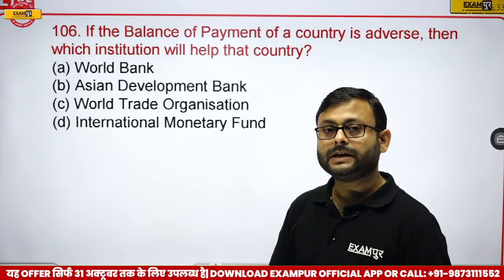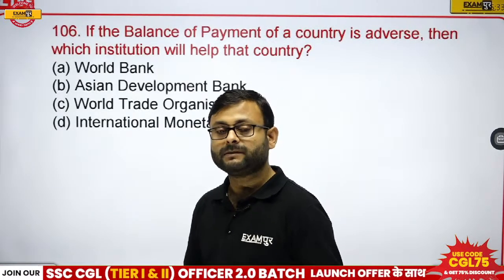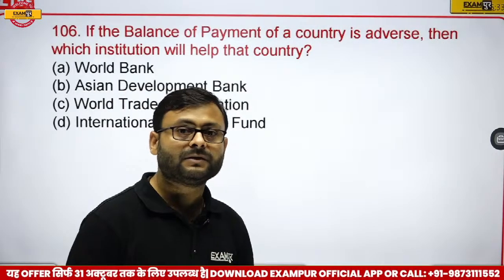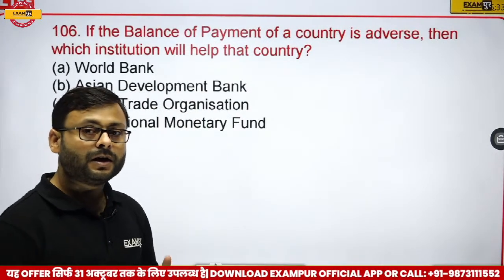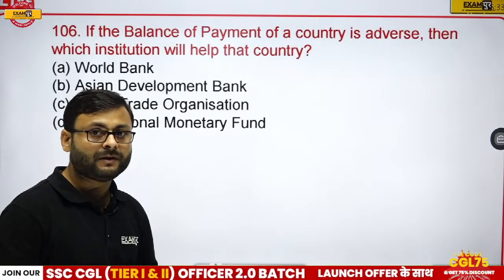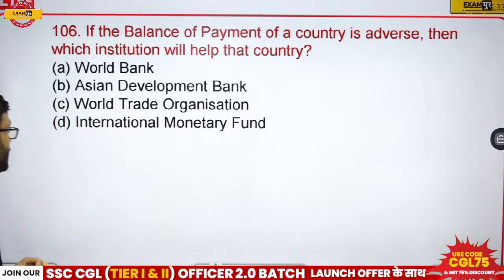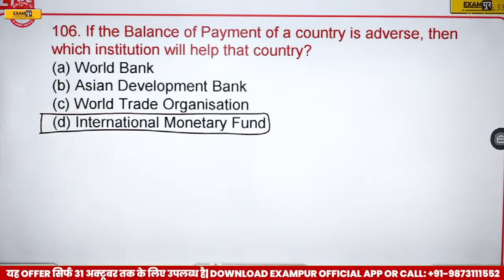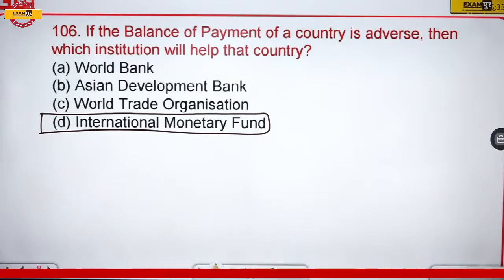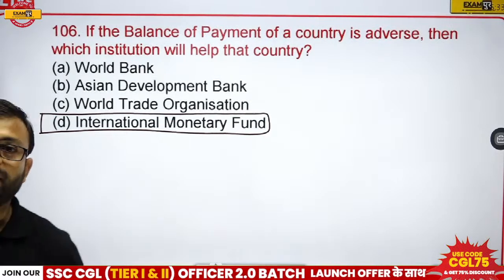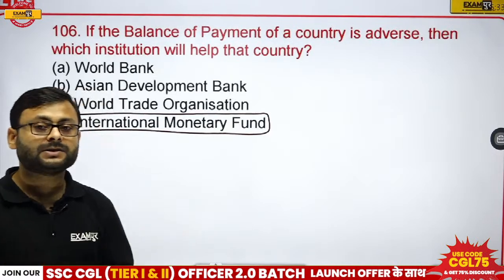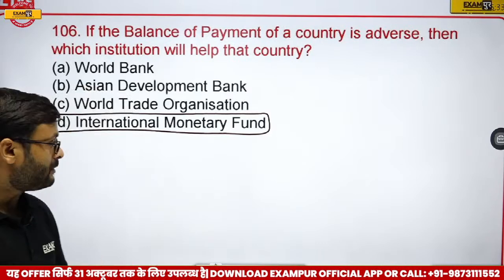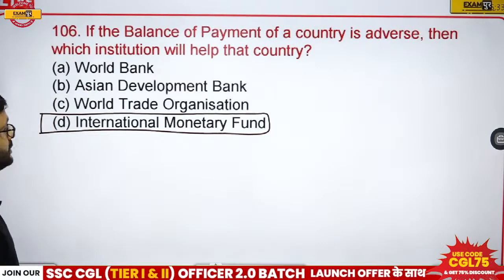Recently, two countries, both neighbors of India, Sri Lanka and Pakistan, have faced a financial crisis, and the international organization which came into play was the IMF. So if a country is facing a balance of payment crisis, then the International Monetary Fund comes into play and grants a bailout package, so that the country can cope with the impact of the financial emergency.